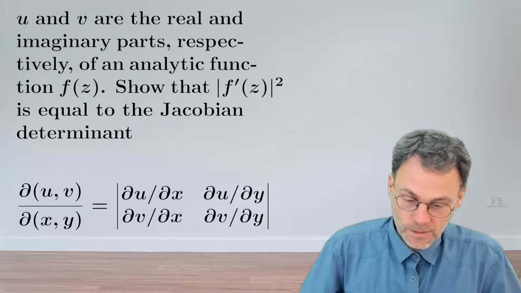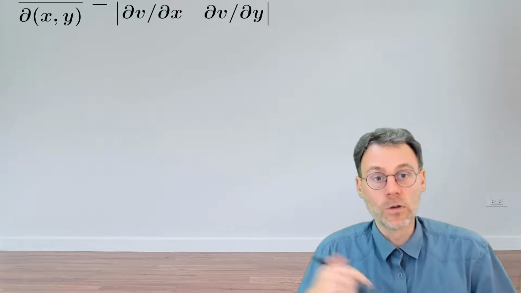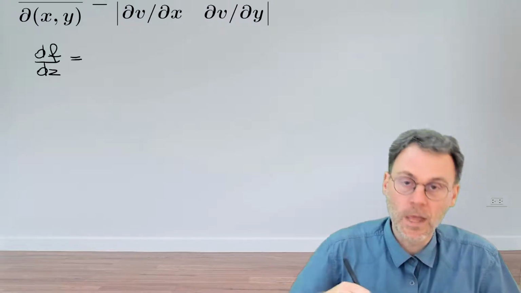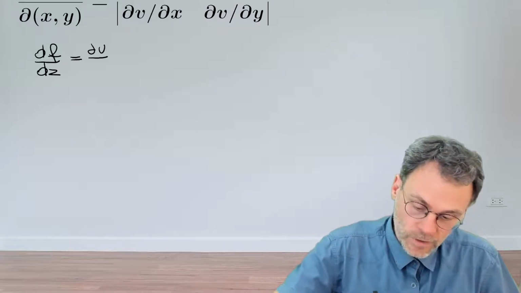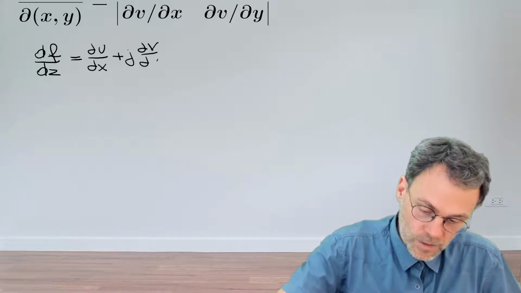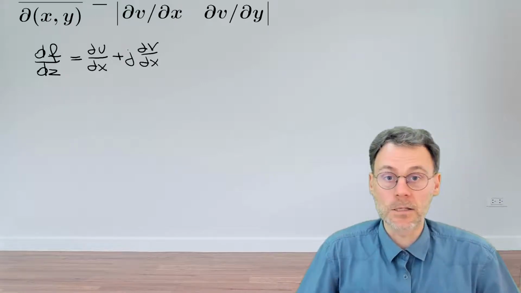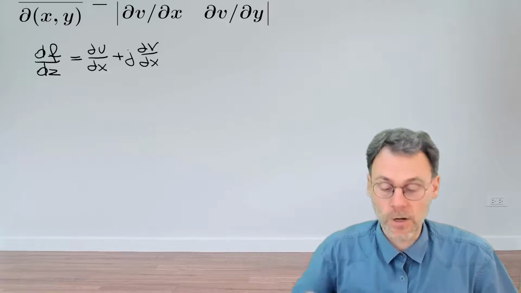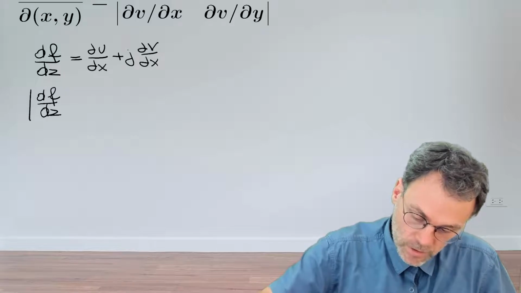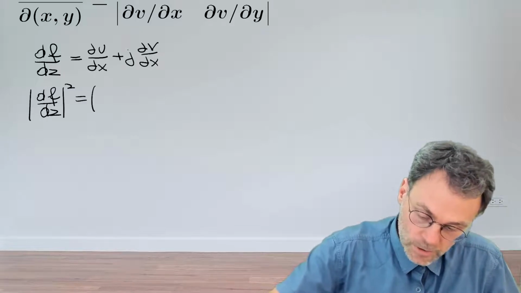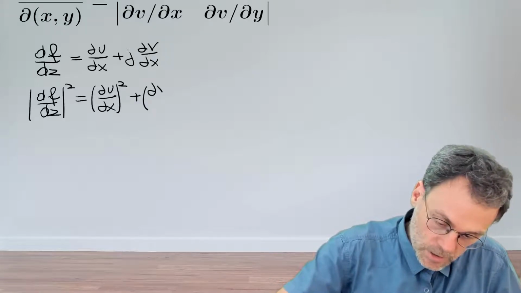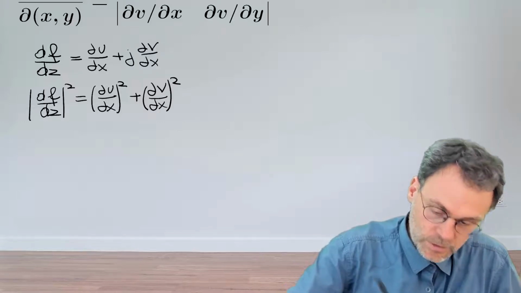We start from the fact that our function has a derivative, and we know from the textbook that in that case we can also write that the derivative df/dz can be constructed by taking the partial derivative of u with respect to x plus j times the partial derivative of v with respect to x. This is a complex number with a real part and an imaginary part. So if you're interested in the magnitude squared of that derivative, then you just square the real part and do the same with the imaginary part. So (du/dx) squared plus (dv/dx) squared.